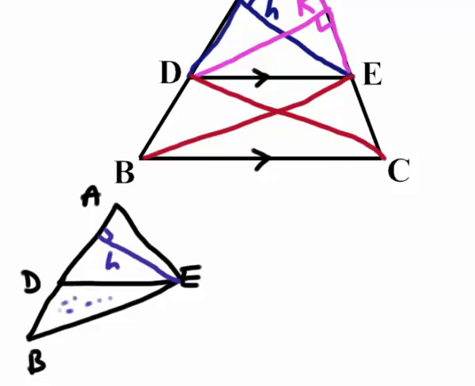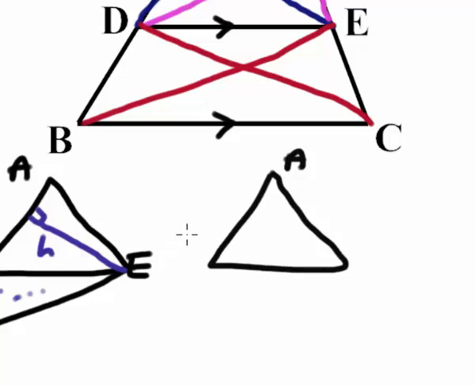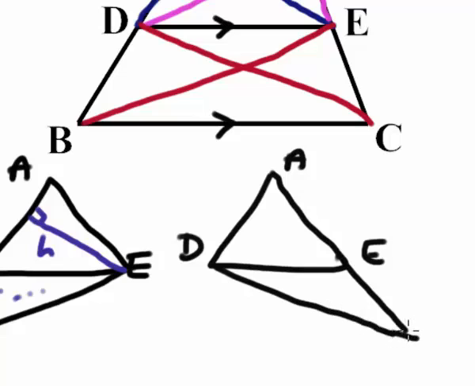But if you also look at this, watch here. If you go like this, you've got triangle ADE, but what if you go like this? What do we have? Well, this is a C there. Now look at this triangle.